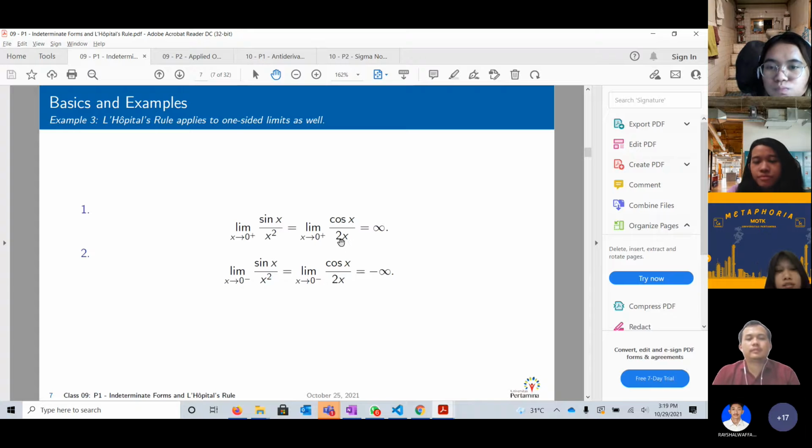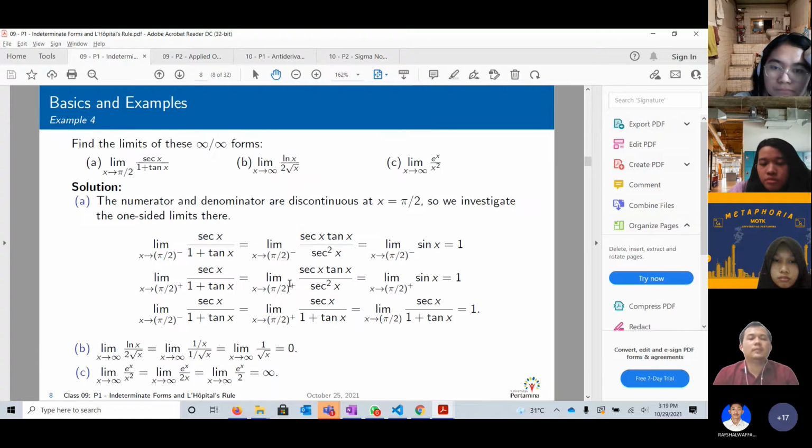Then next, L'Hopital's rule also applies to one-sided limits. Yeah. If we have a one-sided limit like this, we can use L'Hopital's rule. The same, so this is easy. And this is the example.